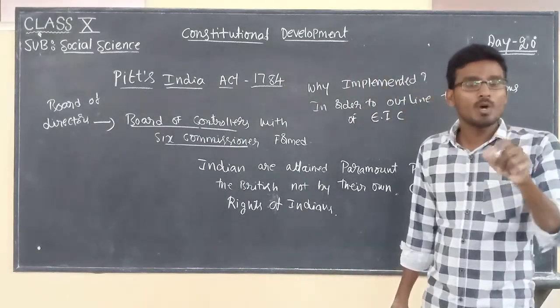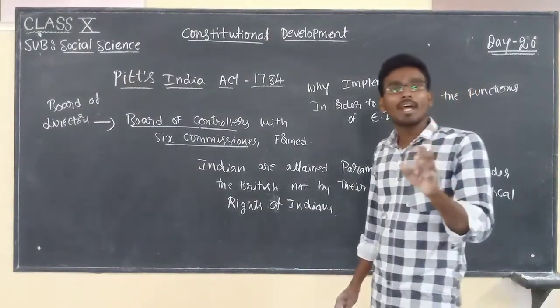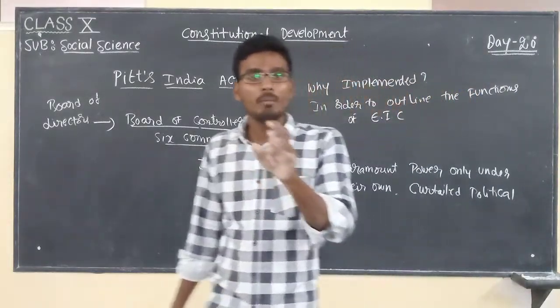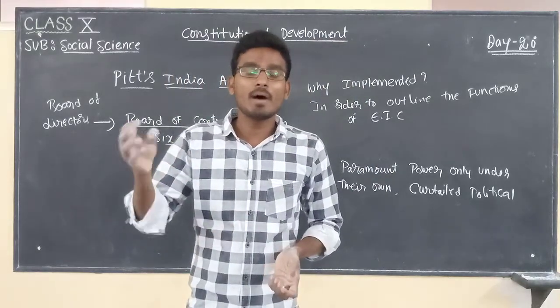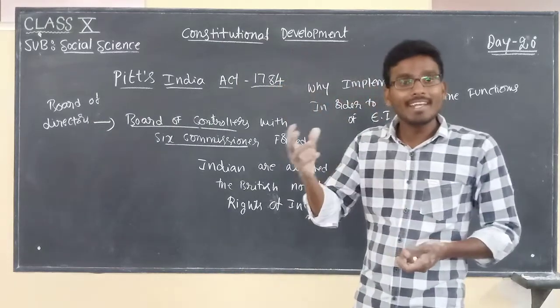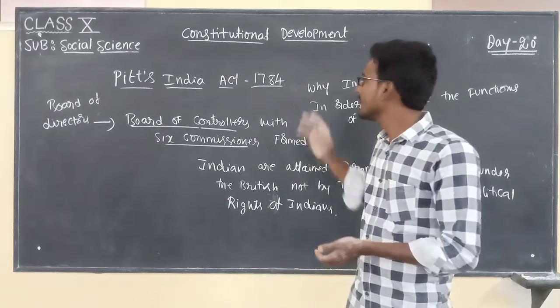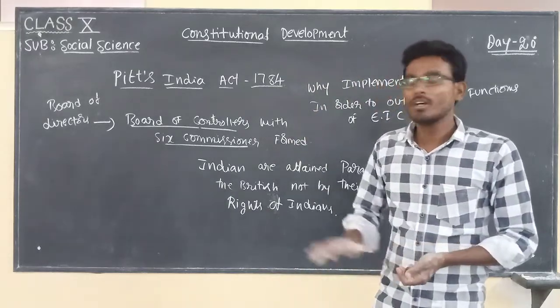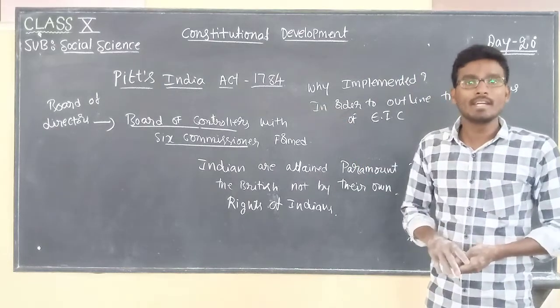1784. Children, why this act was implemented means in order to outline the functions of British East India Company and to rectify some of the inconsistencies of the Regulating Act. Pitt's India Act was implemented in the year 1784. That is all about the major description of Pitt's India Act.